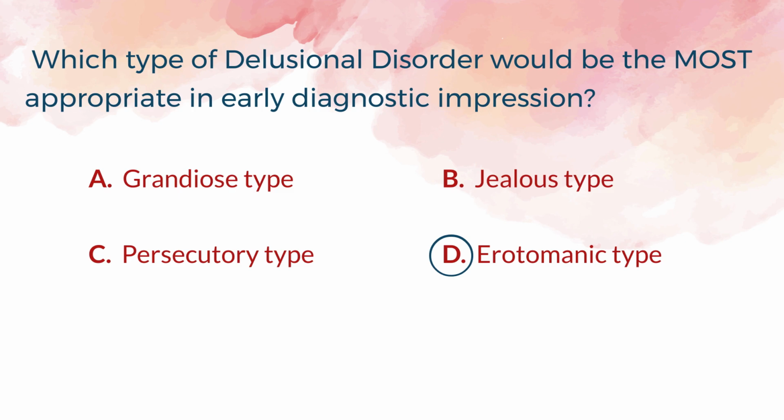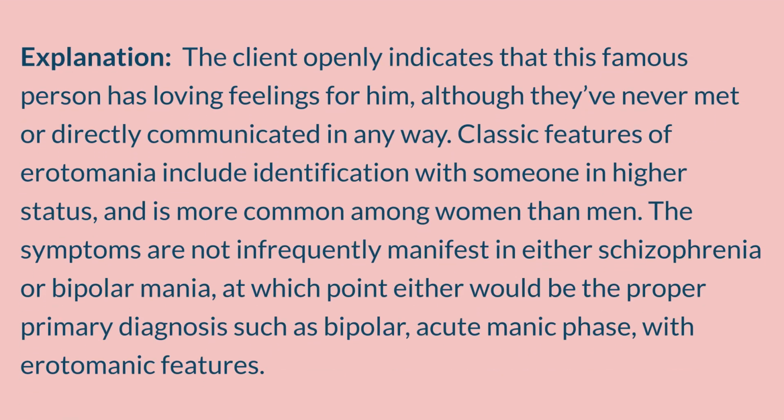Erotomanic type. Explanation. The client openly indicates that this famous person has loving feelings for him, although they've never met or directly communicated in any way. Classic features of erotomania include identification with someone of higher status, and it is more common among women than men. The symptoms are not infrequently manifest in either schizophrenia or bipolar mania, at which point either would be the proper primary diagnosis, such as bipolar, acute manic phase, with erotomanic features.